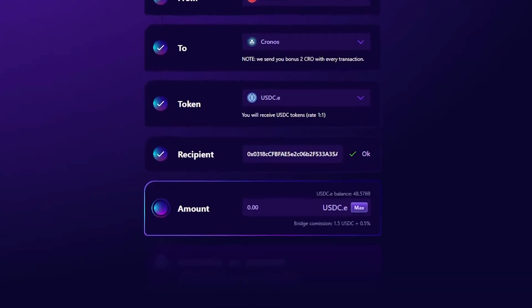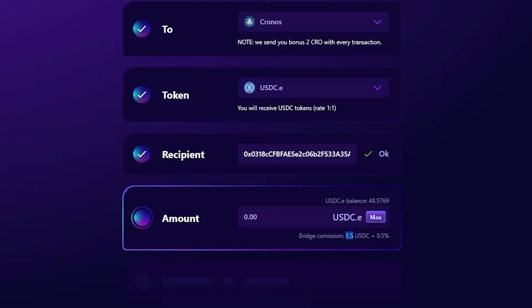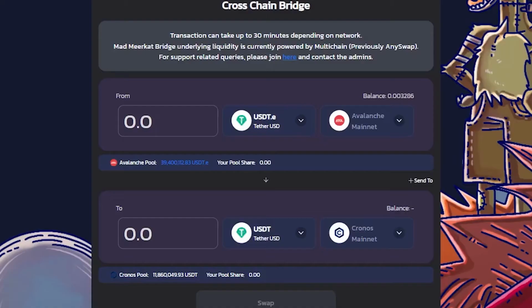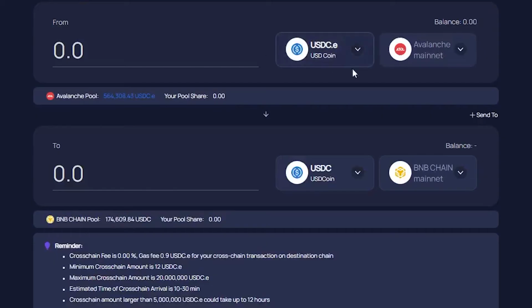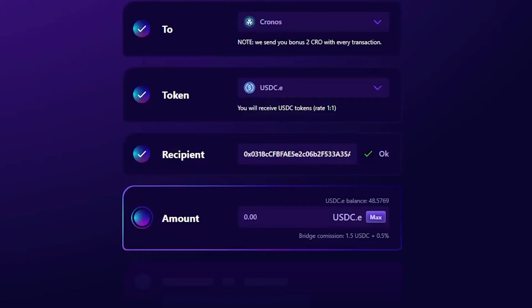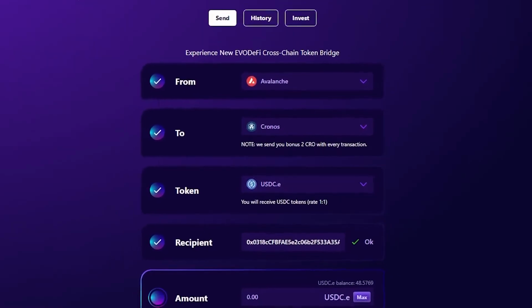Now, the difference here is they actually charge a little bit more, so 1.5 USDC, and then on top of that they charge 0.5% of your transaction, which does get pretty hefty if you're sending a lot of money. So for example, if you're sending $1,000, they'll charge 0.5%, which is $5. So it'll actually cost you $6.50 to send money over, whereas on the Mad Meerkat bridge it'll cost you 90 cents. So that is definitely a significant difference. However, it's still useful in times of emergency where the Mad Meerkat bridge might not be functional. You can always use Evo DeFi.